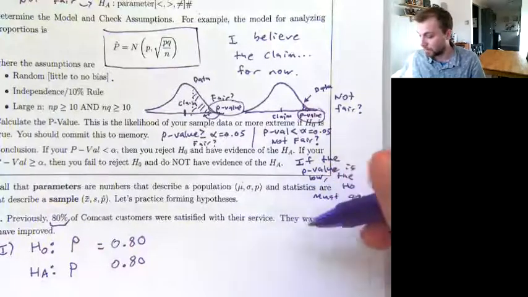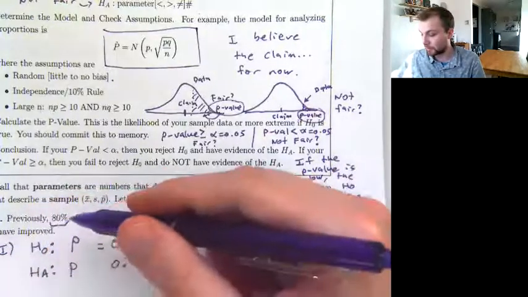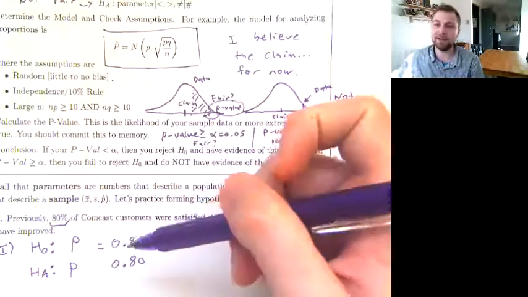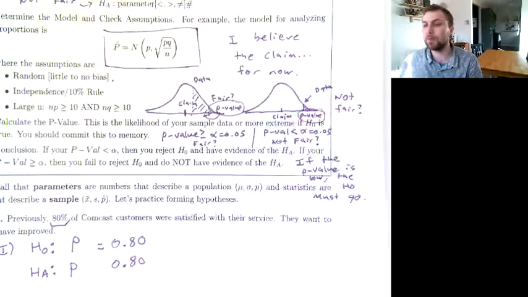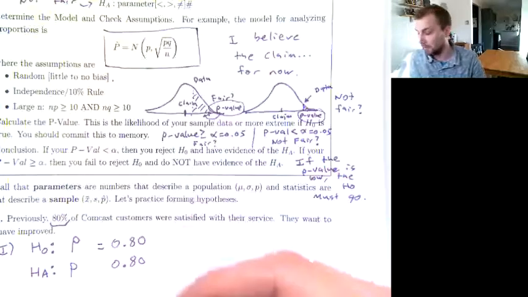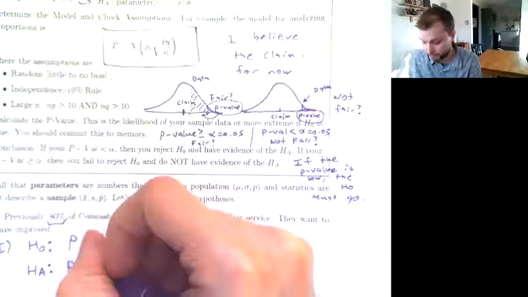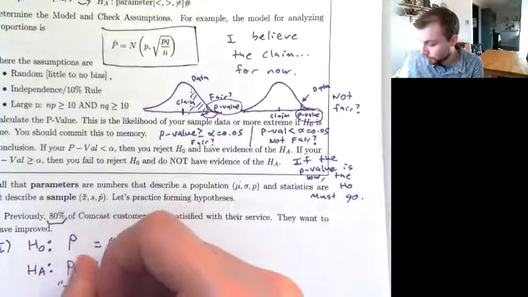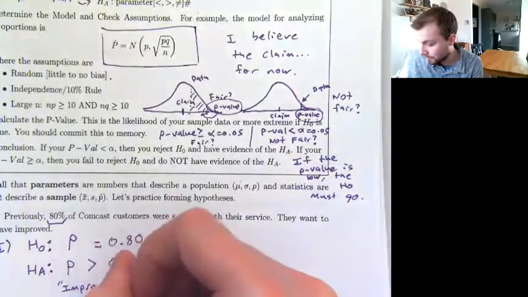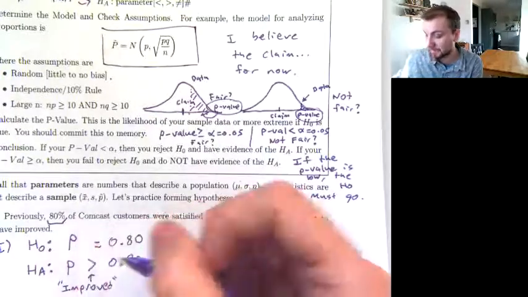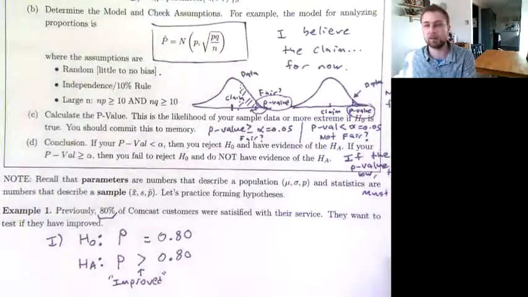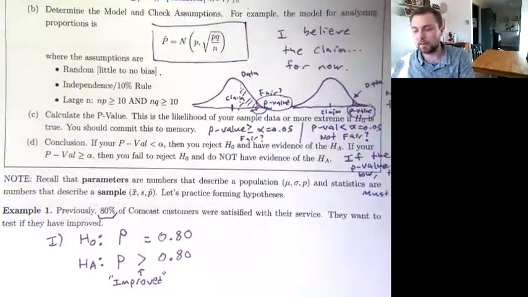In this case, they want to test if they've improved. Well, if Comcast has improved, instead of having 80% of customers that are happy, they would probably have more than that. So for my symbol, I would have greater than 80%. This represents improved, at least improved in this context. We'll see how improved is one of those words that sometimes will tell us less, sometimes it will tell us more.